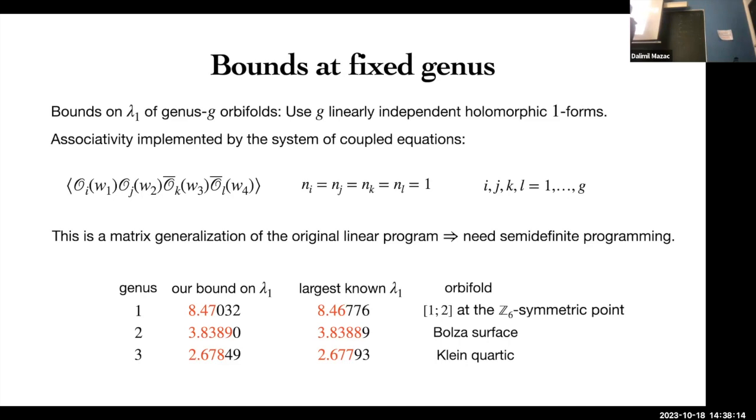So n equals 1 we already saw, because there is no need for the matrix structure. And n equals 2, n equals 3 give you some better bounds. So the bound has to go down as genus goes up, and it's quite closely saturated by the Bolza surface and the Klein quartic.